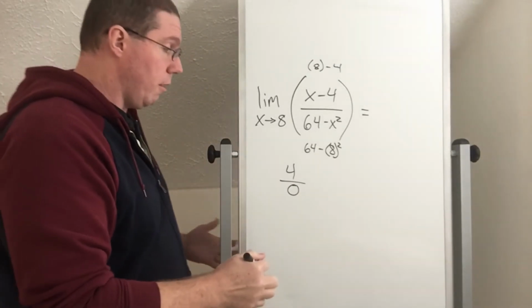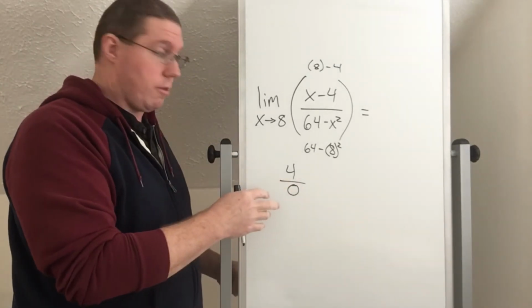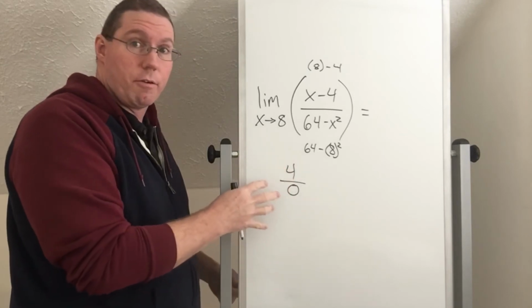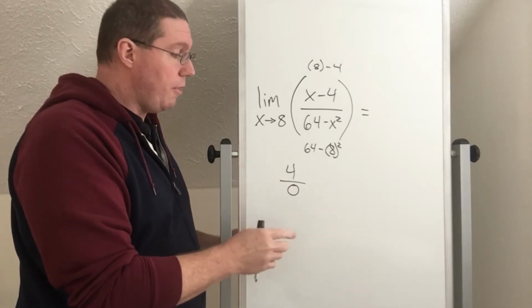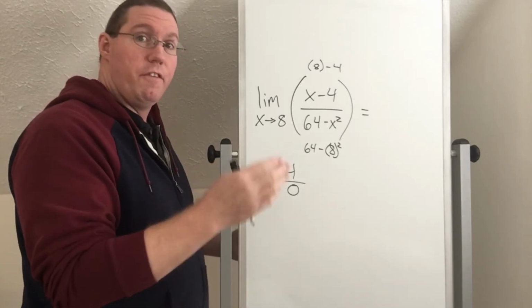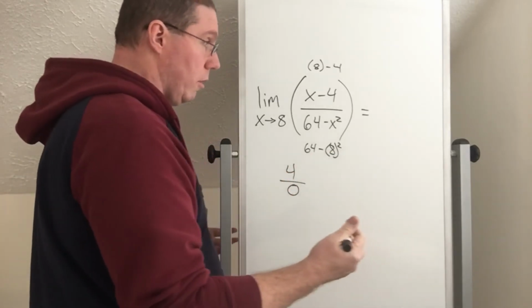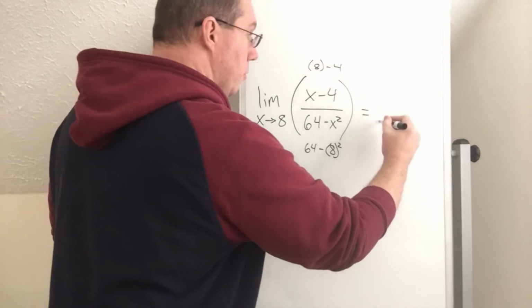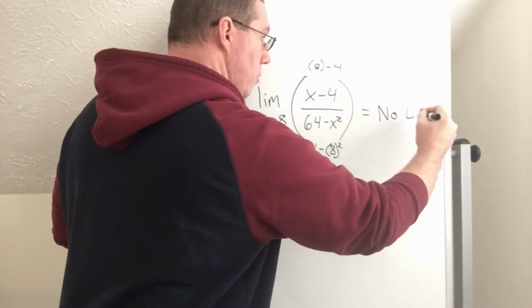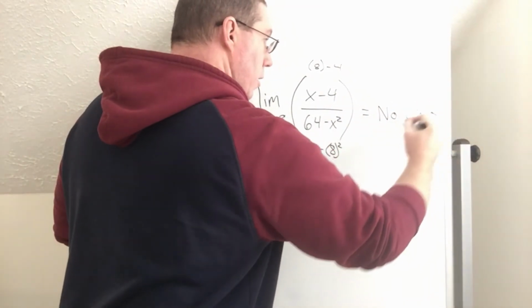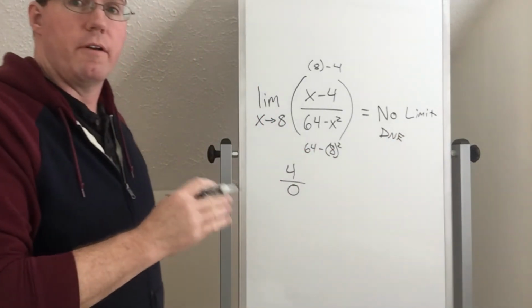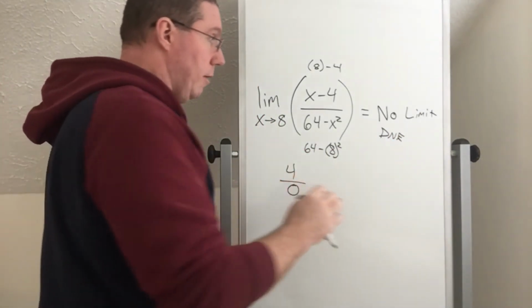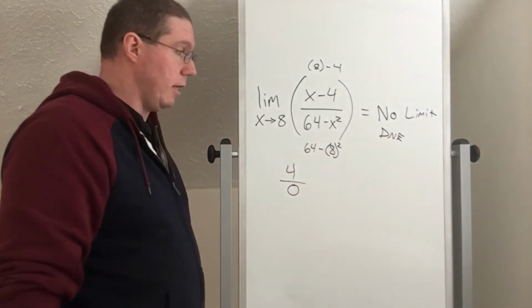Now 4 over 0 is an undefined answer, okay? And what we said is that it indicates a vertical asymptote, and therefore the answer is either infinity, negative infinity, or the generic answer, which is no limit or does not exist. So we're just going to say no limit, or DNE, does not exist. You only have to do one of those. You don't have to do both of them. You would either enter no limit or you'd enter DNE, okay?